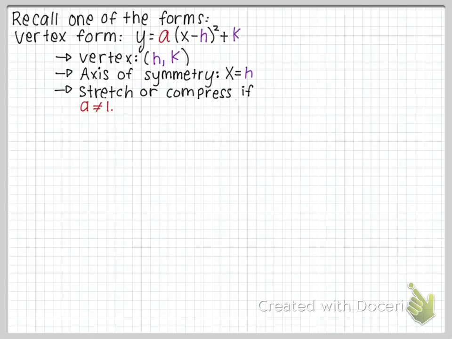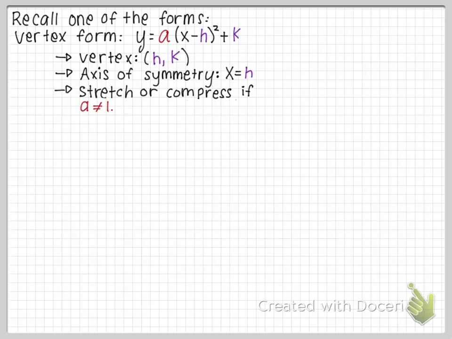Okay, so recall one of the forms. Remember I said we're not going to talk about standard form today, but we're going to talk about vertex form. So vertex form is y equals a times the quantity x minus h squared plus k. Now your vertex, remember that lowest or highest point on your parabola is your vertex. Vertex is (h, k). We can easily pull out, if I asked you what is the vertex in this case, and there are numbers replaced for h and k, you easily can pull out those two numbers.